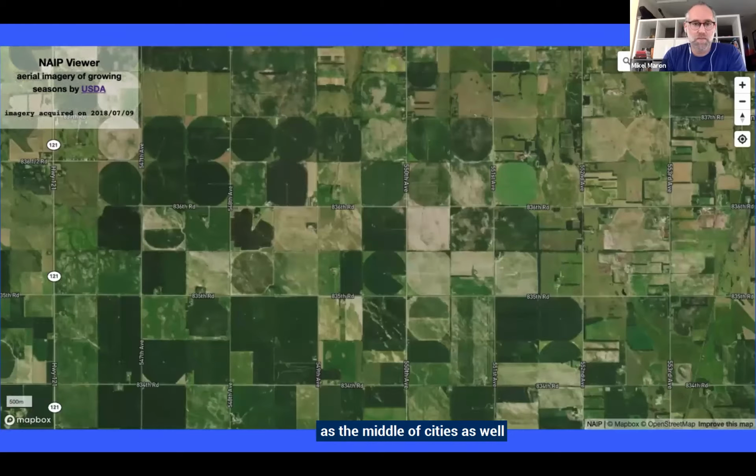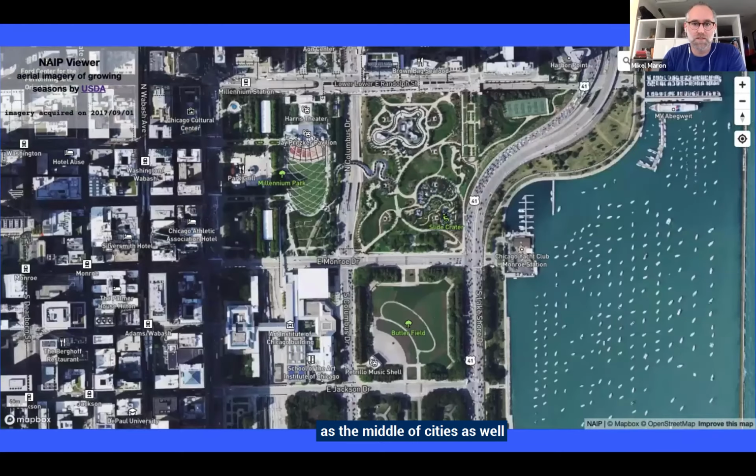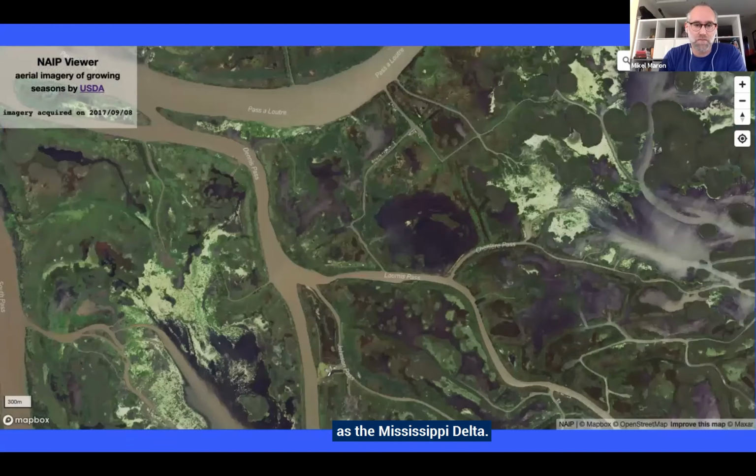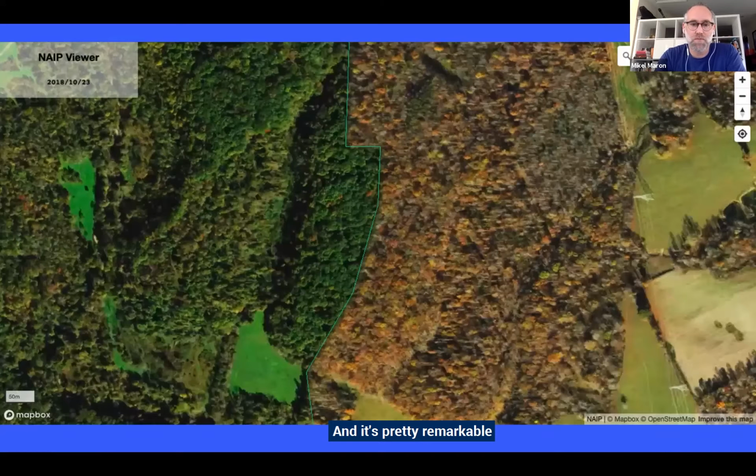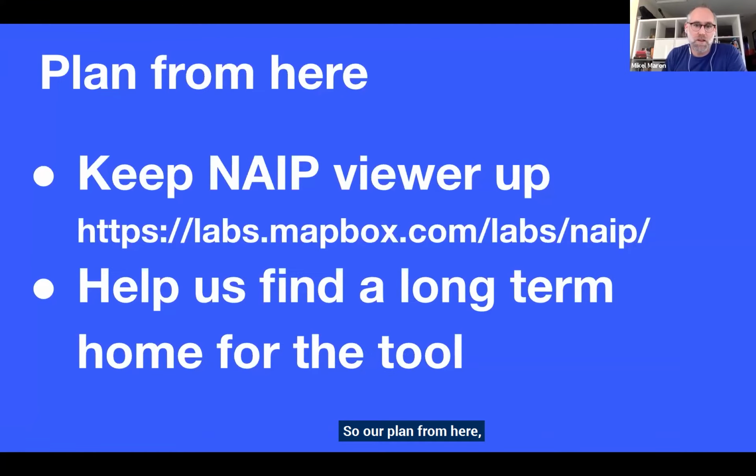Farmland, as well as the middle of cities, as well as natural areas, the Mississippi Delta. And it's pretty remarkable to see how that imagery is stitched together. Here's an example with just 2 weeks apart in 2018. On the left, on the west side, you can see leaf was still on; on the right side 2 weeks later, already into fall colors.